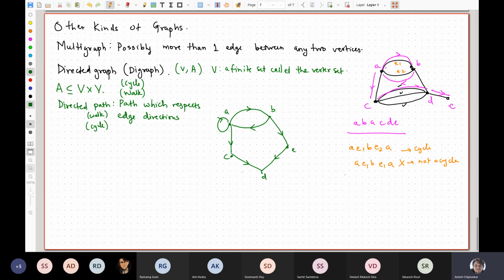Right. So now, in case of undirected graphs, we had a notion of something called an acyclic graph, right? So a graph which does not have a cycle, right? So similarly, there is a notion called a directed acyclic graph, also called a DAG, D-A-G, DAG, right? So let me just introduce it over here.